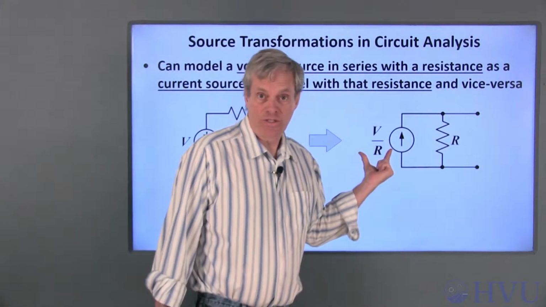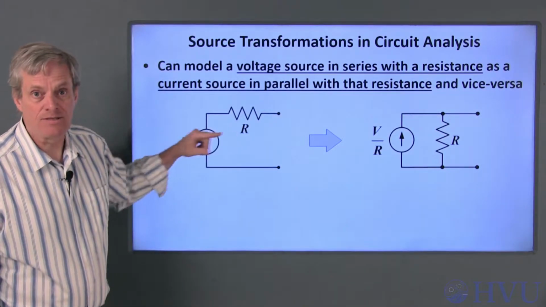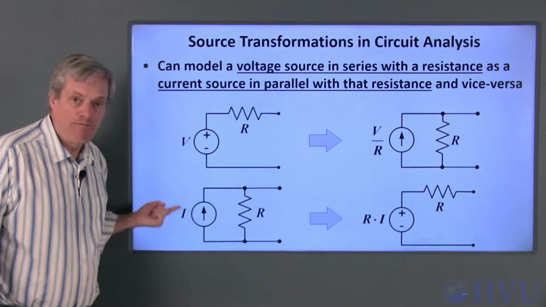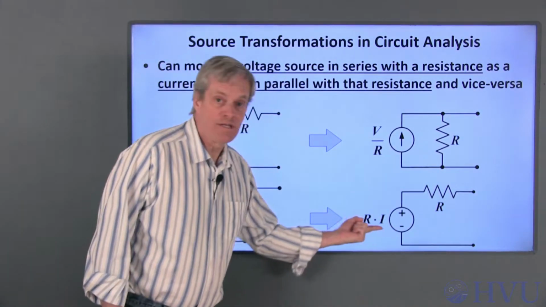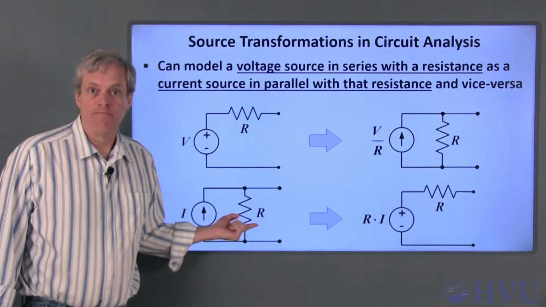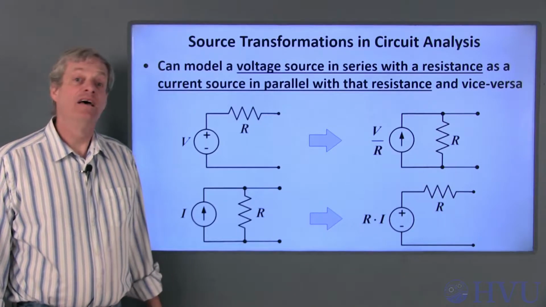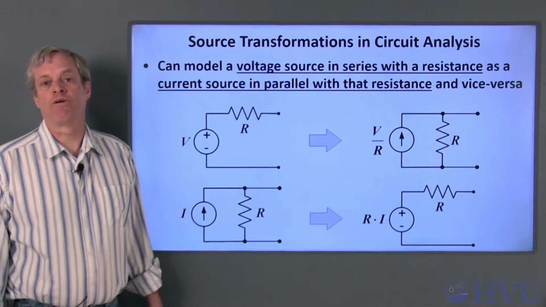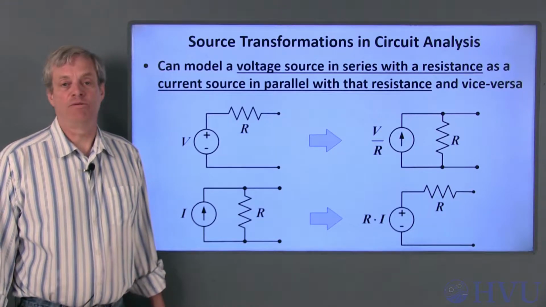If this current source's current is set equal to the original voltage divided by the resistance. Likewise, this configuration can be converted to this one if the voltage source is set equal to the original current times its resistance. Making this exchange can sometimes be useful in circuit analysis, especially if it creates a circuit where circuit reduction techniques such as voltage and current dividers become applicable.